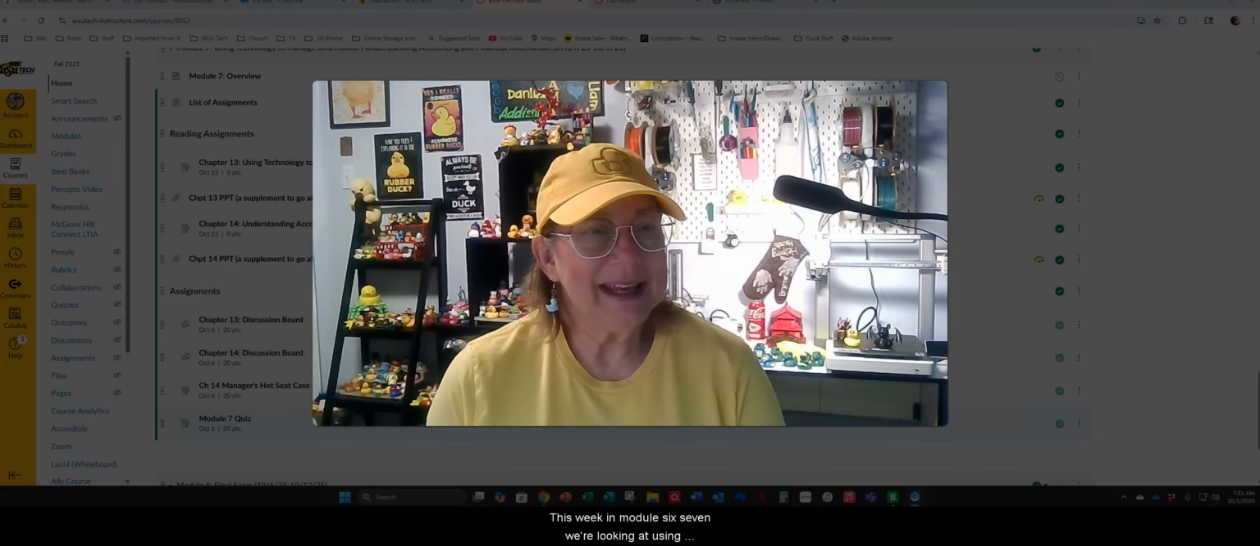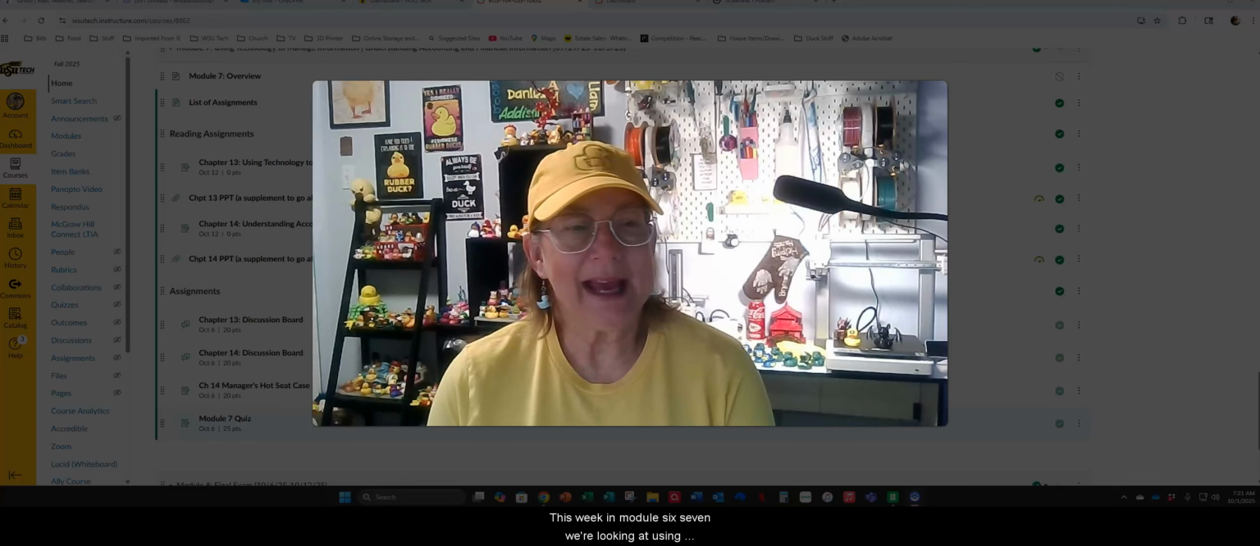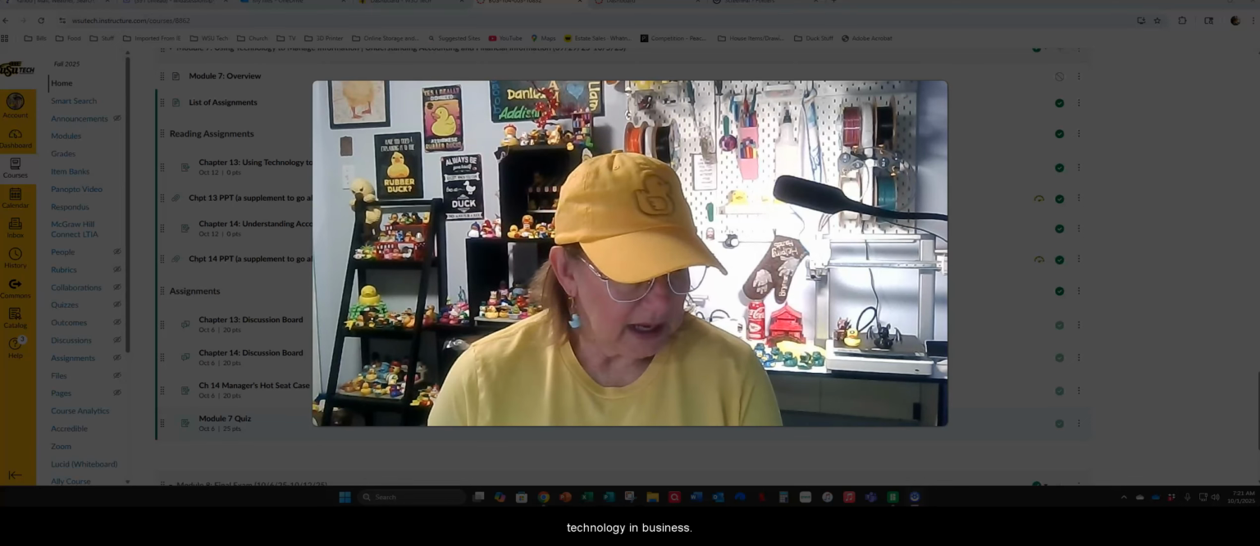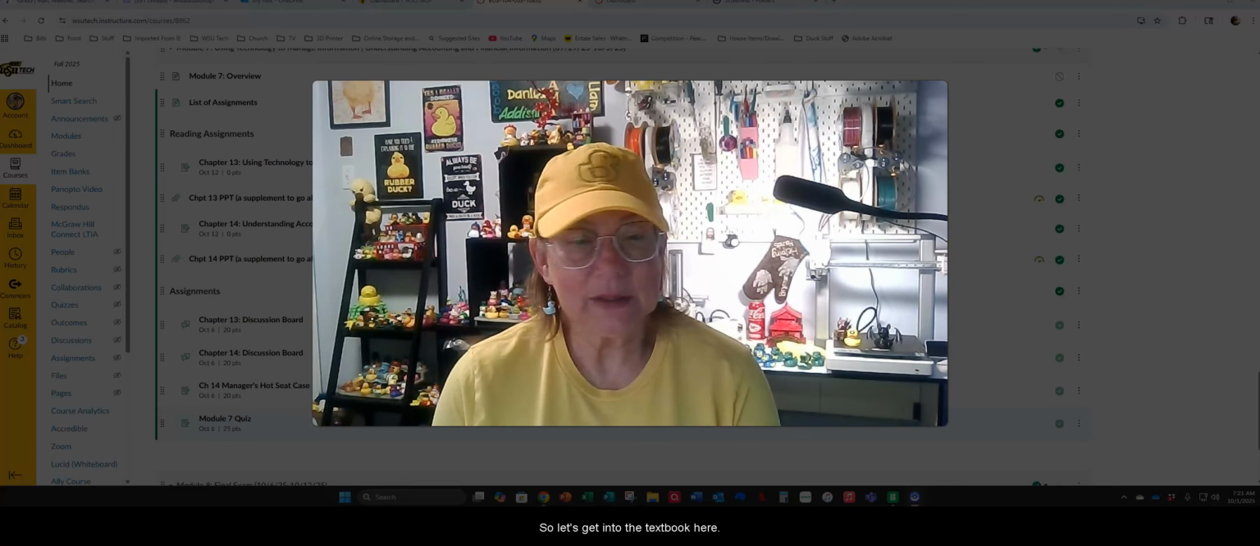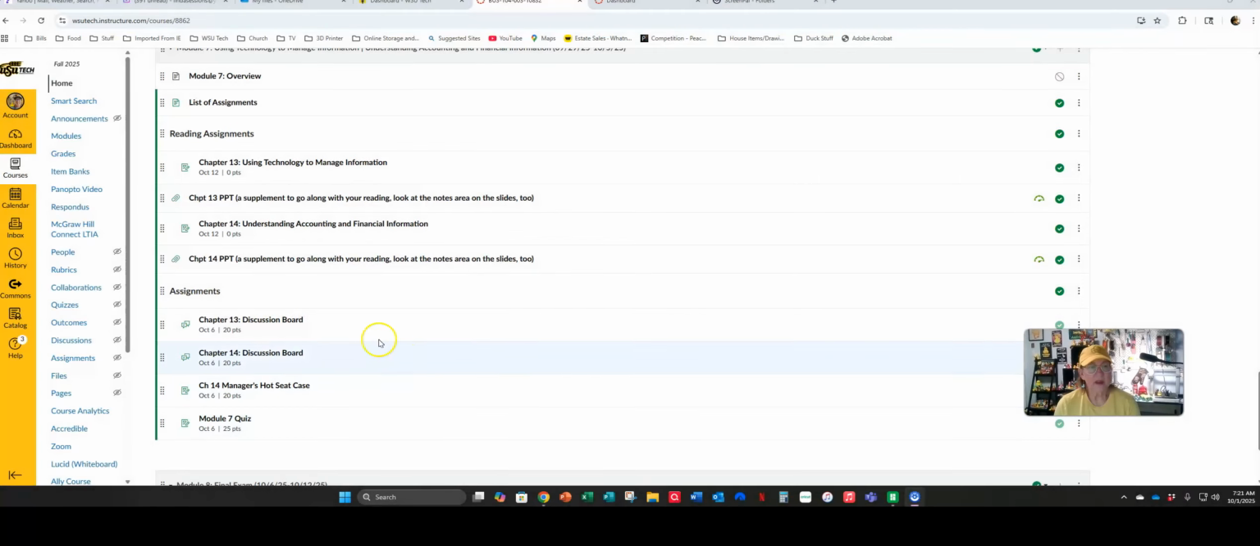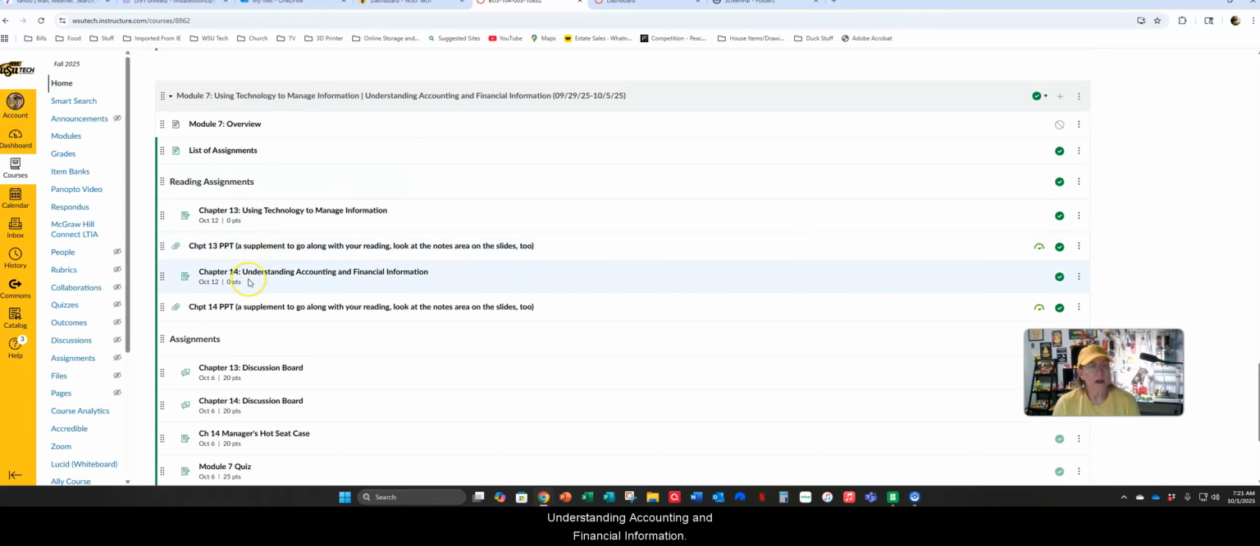This week in Module 7, we're looking at using technology in business. So let's get into the textbook here. Using technology to manage information and understanding accounting and financial information.